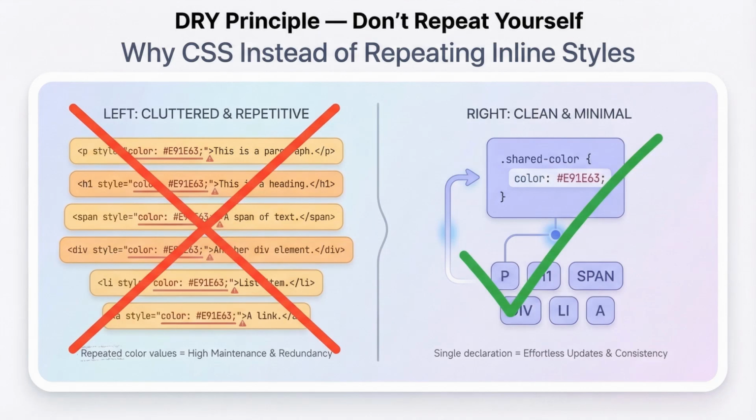This is a core principle in programming called DRY, don't repeat yourself. Instead of duplicating the same color value across every element, you write it once in your CSS. If you ever need to change it, you update one line and everything reflects that change instantly. CSS makes your code maintainable.